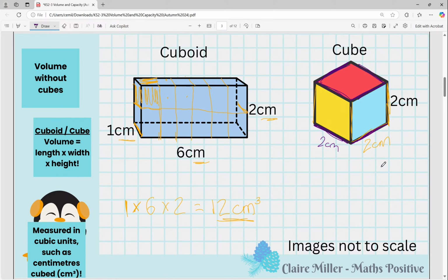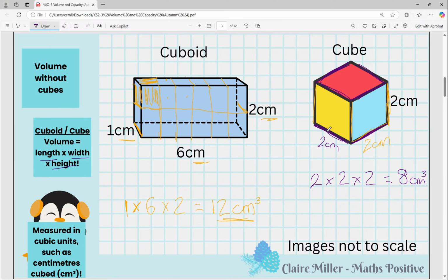And even though they're all the same length, we can still think of one of these directions as the length, one as the width, and one as the height. And we're going to times them all together, okay? So we're going to do 2 times 2 times 2. Again, think about this really slowly and carefully. 2 times 2, that's 4. And then we times that by 2 to get 8. So our answer is 8 centimetres cubed.